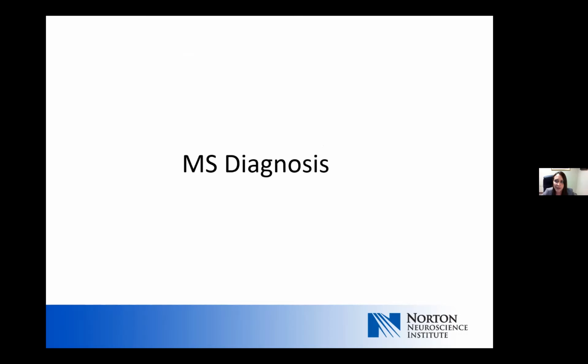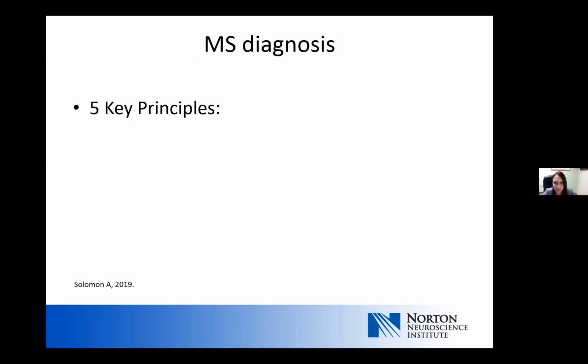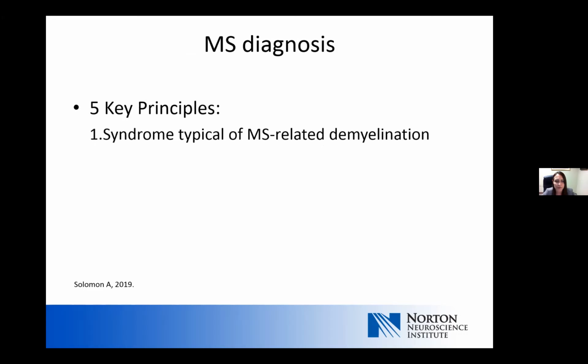So let's move on and talk a little bit about how I make the diagnosis of multiple sclerosis. When I'm diagnosing multiple sclerosis, I look at 5 key principles. The first principle is they have to have some kind of neurological syndrome that looks like multiple sclerosis or that localizes to the central nervous system. And we'll talk about what that looks like coming up.